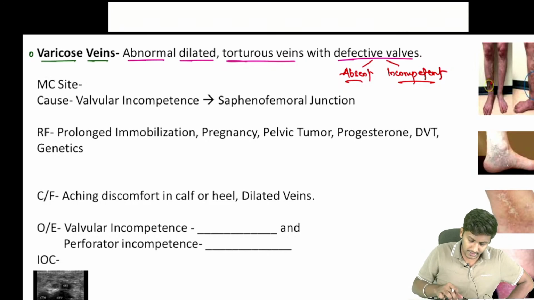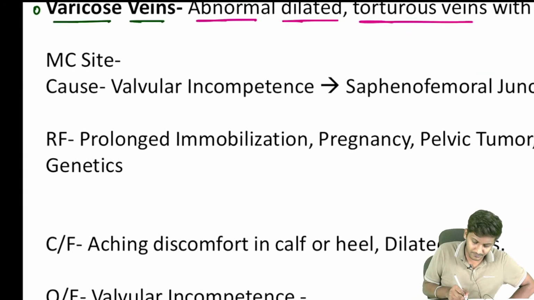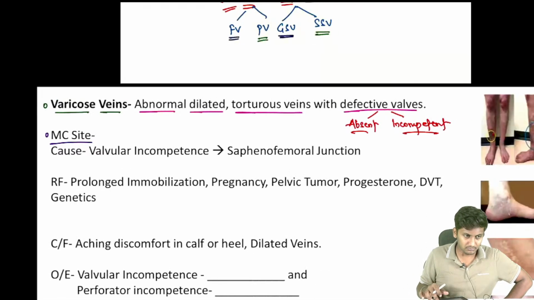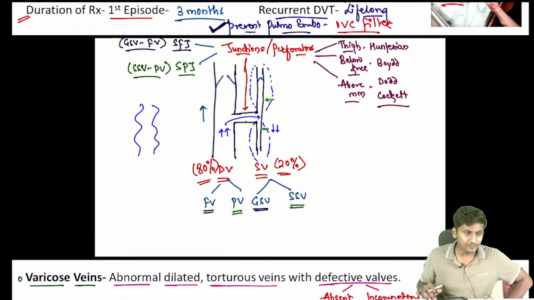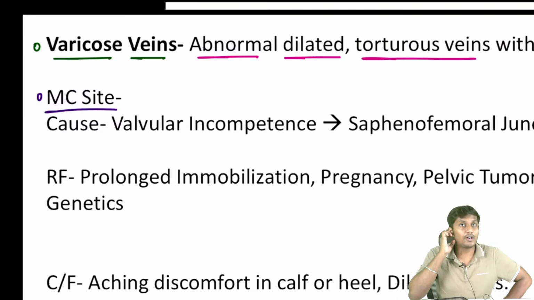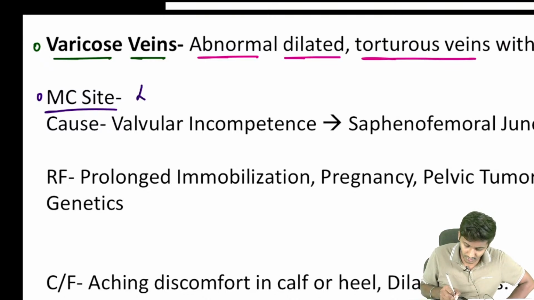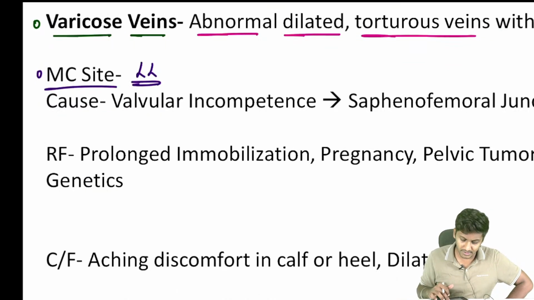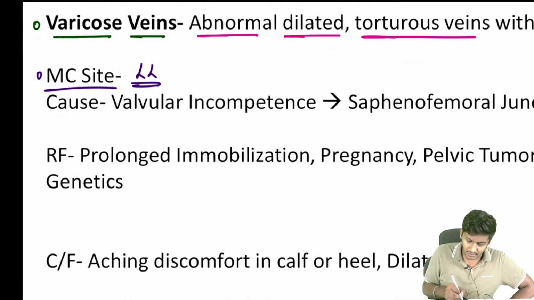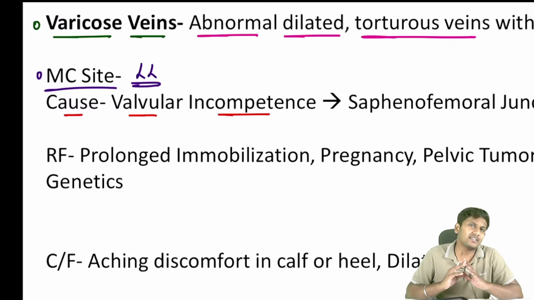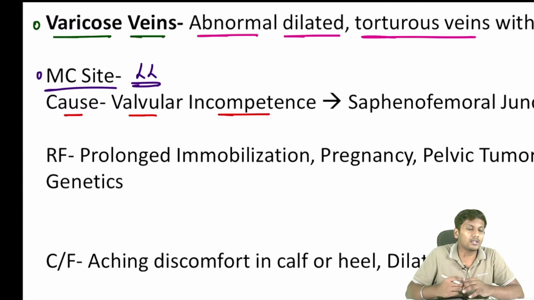So now important is the most common site. Now the most common site for your varicose veins, you have to remember, will be the lower limbs itself. Now what is the cause? As I've told you, definitely the valves are incompetent. That means तुम्हारे valves नालायक है, कोई काम के नहीं है, or the valves are absent.